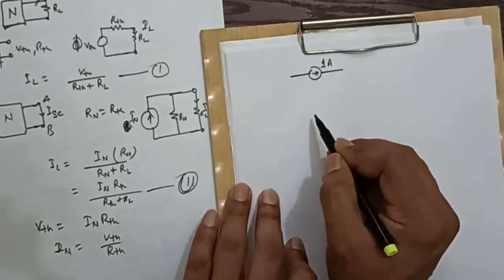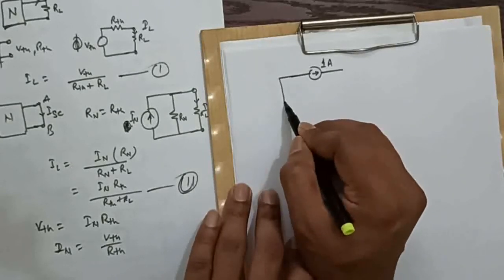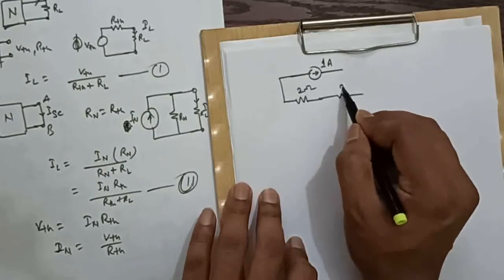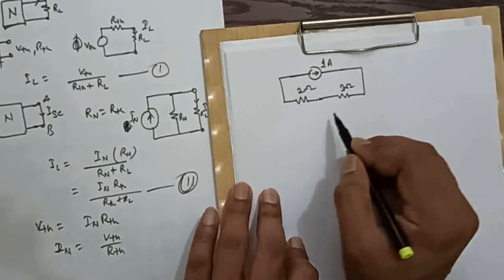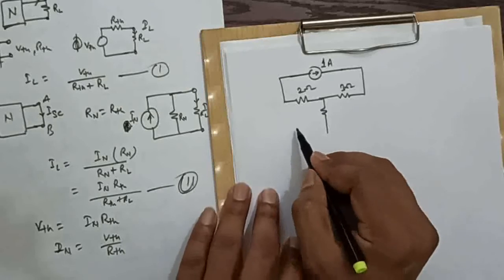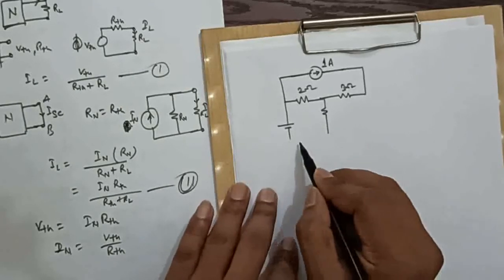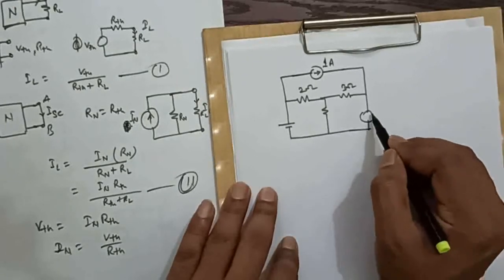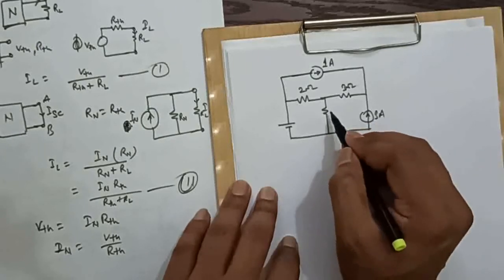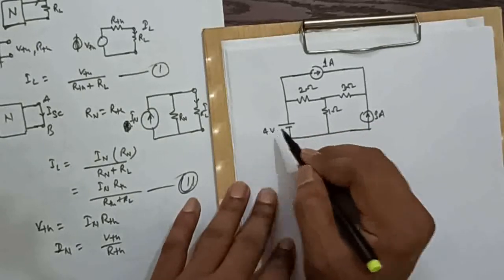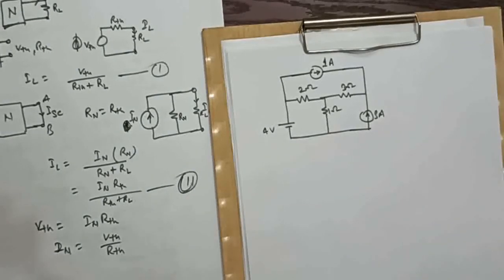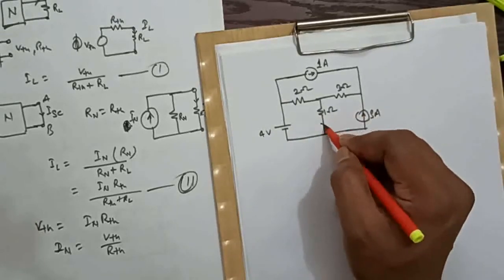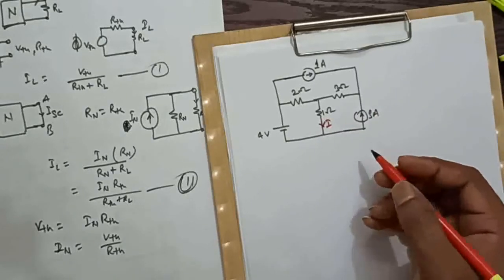One ampere, 2 ohm, 3 ohm, 4, 3 ampere, 1 ohm and 4 volts. Now the question is, find the current through the 1 ohm resistor, right?